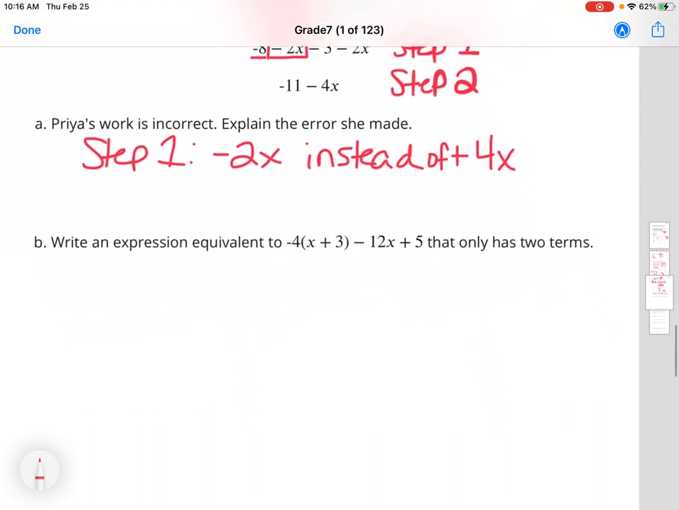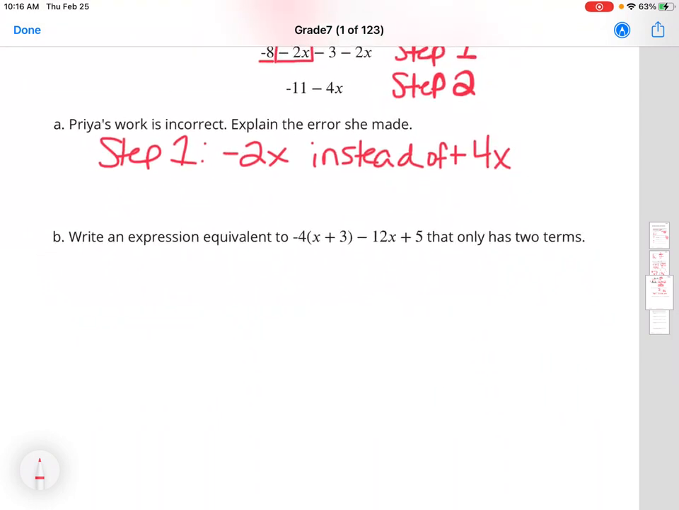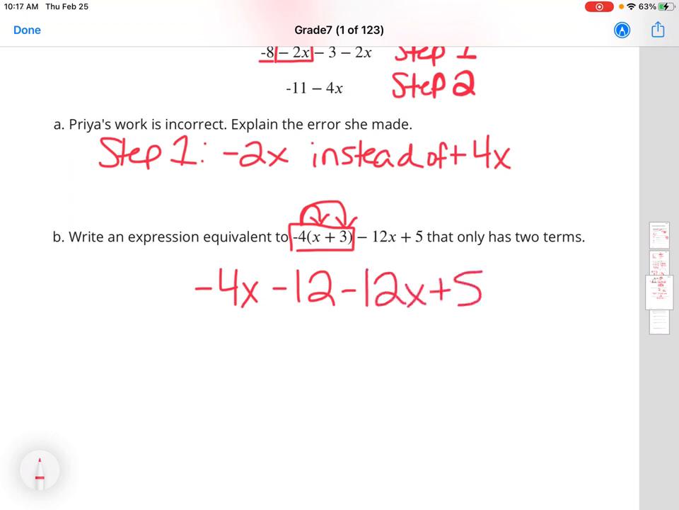Okay, on B, it just wants you to write an equivalent expression. So to do that, again, we have to worry about our distributive property first. So negative 4 times x is negative 4x. Negative 4 times positive 3 would be negative 12. Then I have minus 12x and plus 5. So it wants us to find an equivalent expression that only has 2 terms. So I need to combine my like terms to get it down as low as I can.